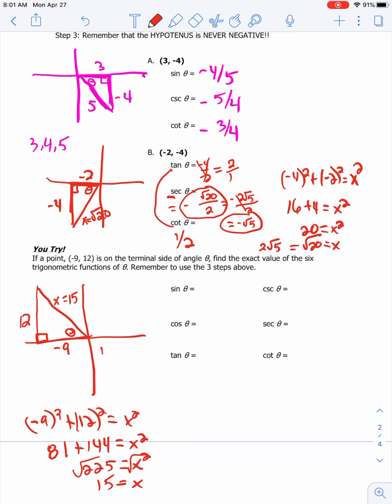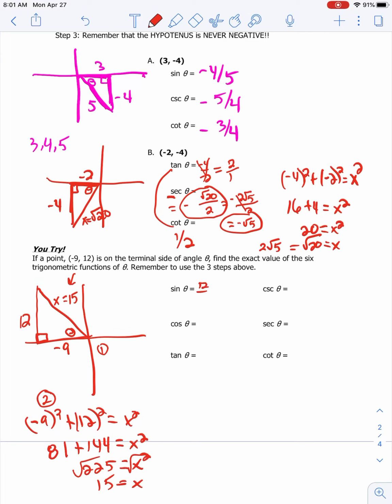So step 1 was to draw the triangle. Step 2 is to do Pythagorean theorem. Step 3, your hypotenuse is always positive. Step 4 then would be to write your 6 trig functions.